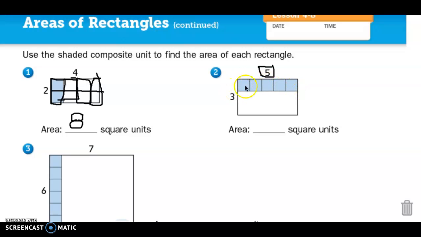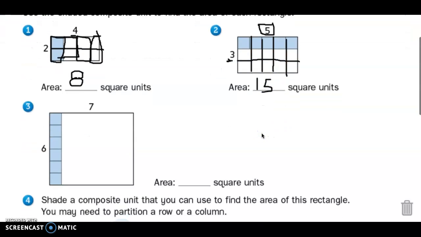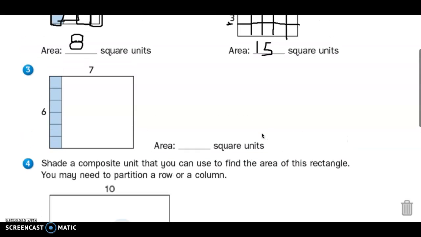How many composite units fit in this entire rectangle? 3. So 3 of these 5 squares fit in. That's like saying, just like this. Do you see how there's 3 rows of 5? This composite unit fits 3 times. And if there's 5 in each, niños and niñas, what's 3 times 5? 5, 10, 15. If I counted all of those squares, there would be 15 square units.